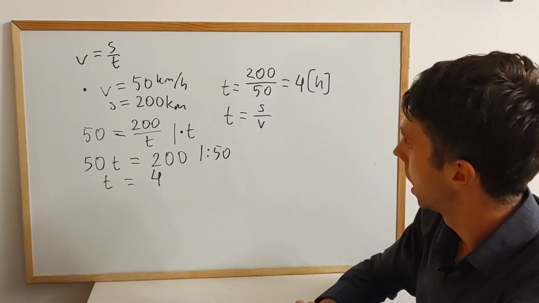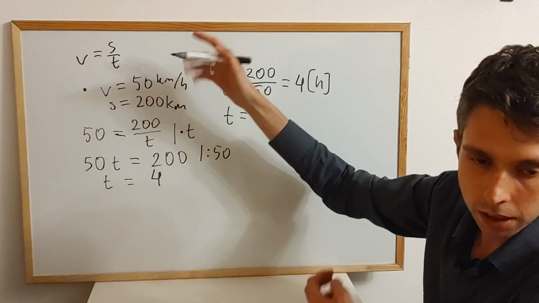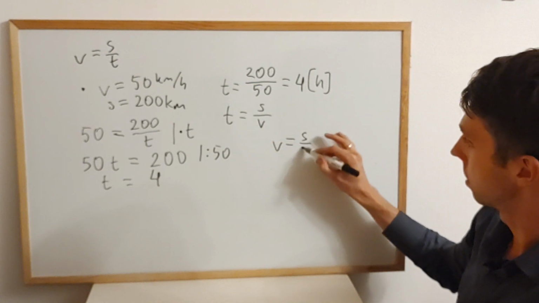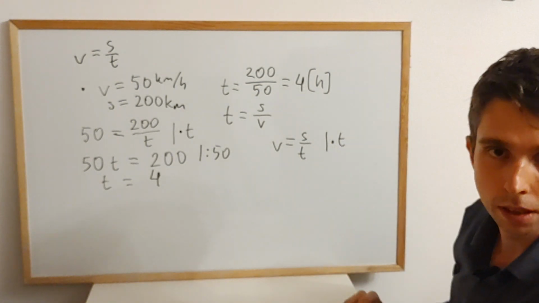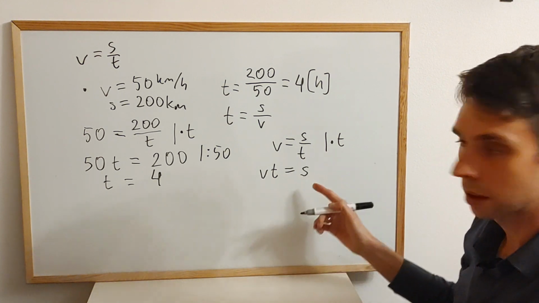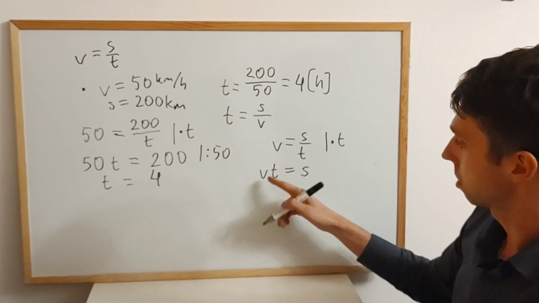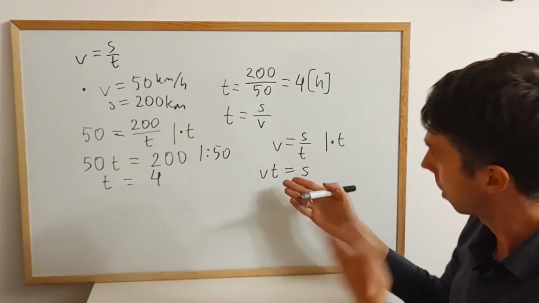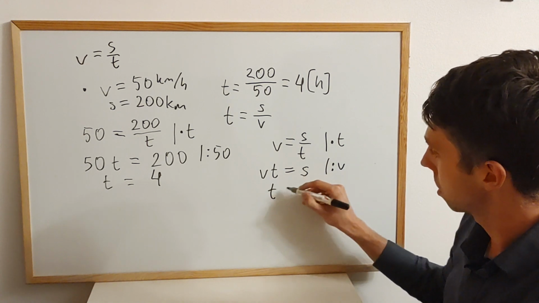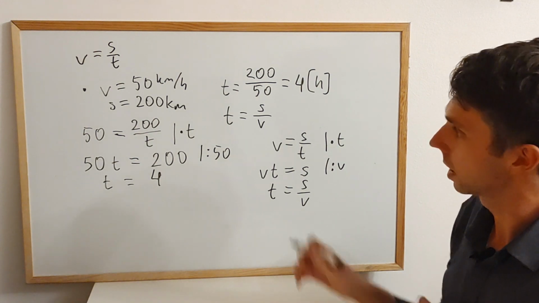Another way, let's work on symbols, on letters. So I have v equals s over t. Let's multiply this by t. So it's v times t equals s. This we already had today. And I want to have only t on the left hand side because this is what I'm looking for. So I divide this by v. So t equals s over v, and I obtain what I had.